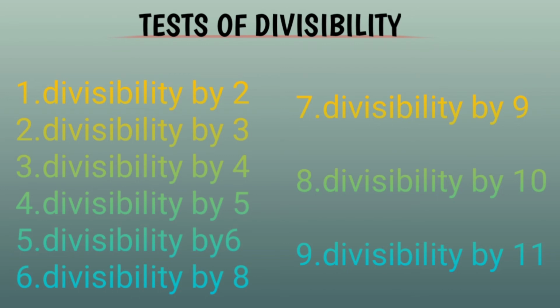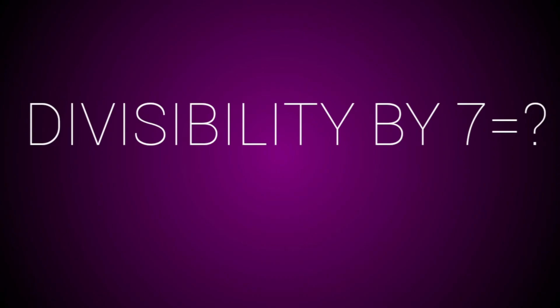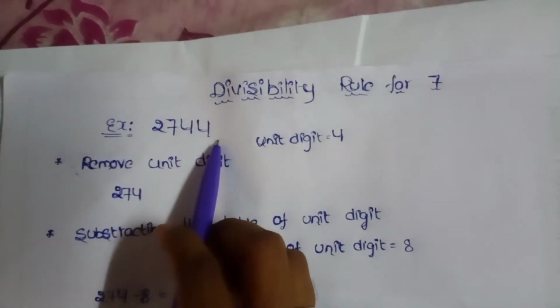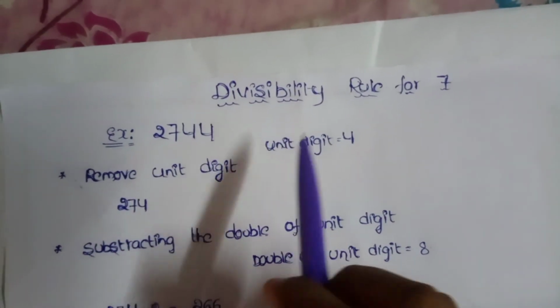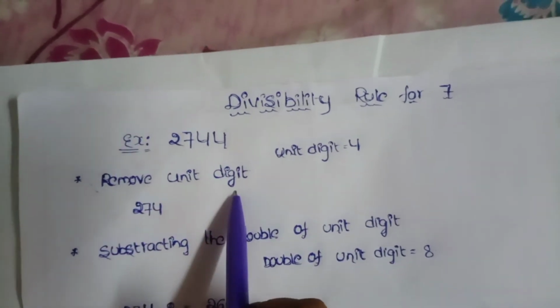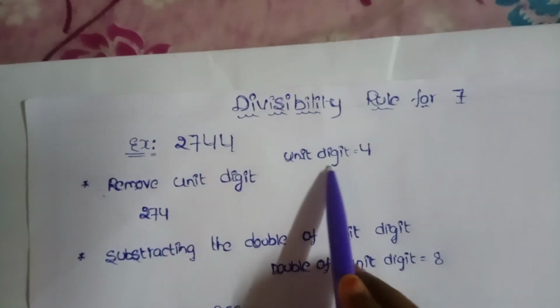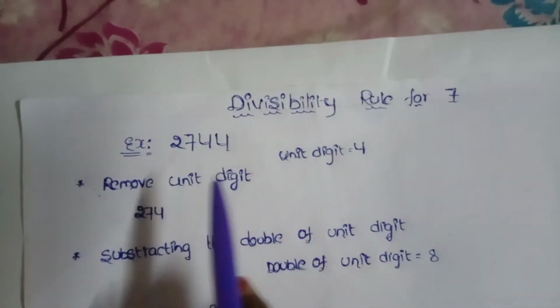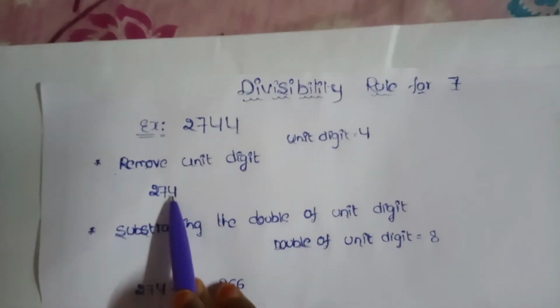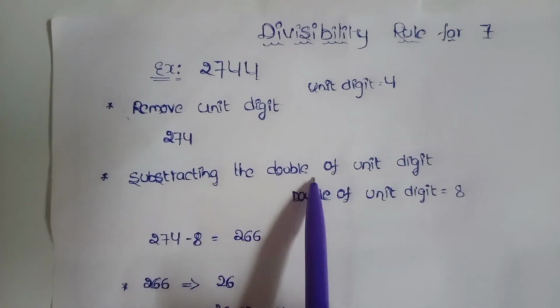Here I told all from 1 to 11, but I didn't tell divisibility of 7. So for 7 there is some logic, that is the divisibility rule for 7. Let us take one example, 2744. For divisibility by 7, the first step is to remove the unit digit. The unit digit of this number is 4. First step, remove the unit digit.